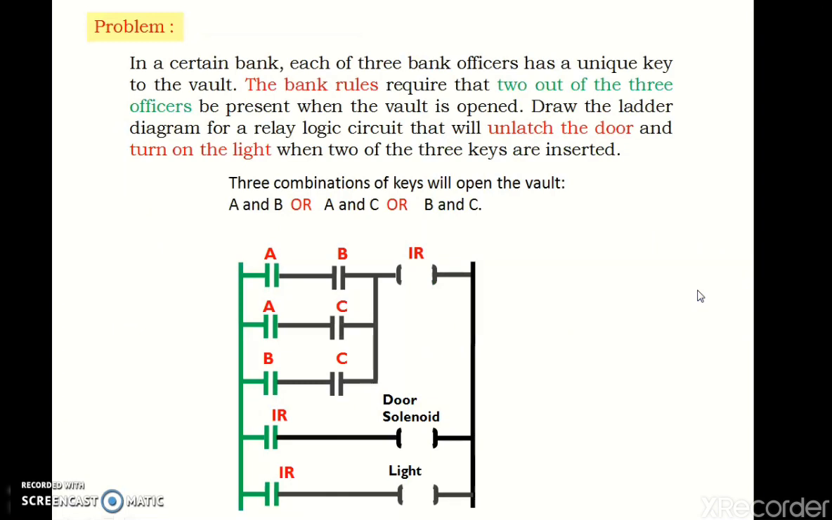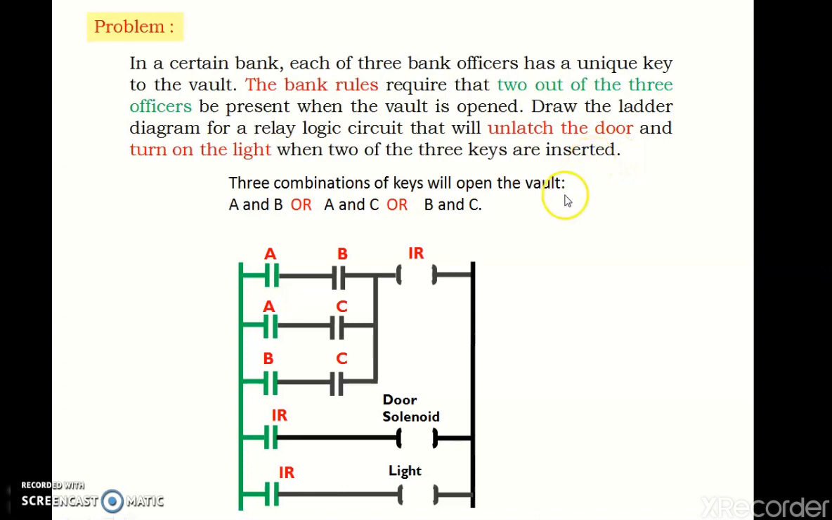Okay. Now let's take the example of one bank in which there are 3 officers having a unique key each. The bank rule is that 2 out of 3 officers must be present when the vault door is to be opened. Draw the ladder diagram for a relay logic circuit that will unlatch the door and turn the light on when 2 of the 3 keys are inserted.